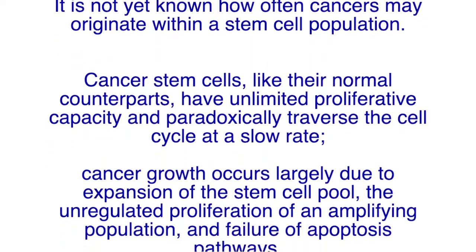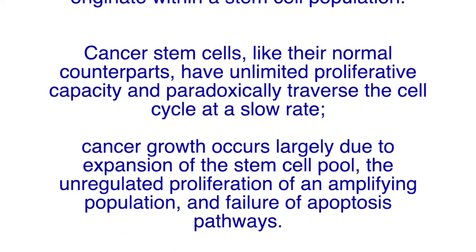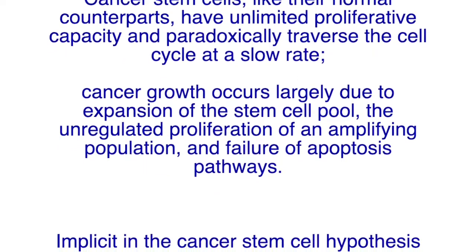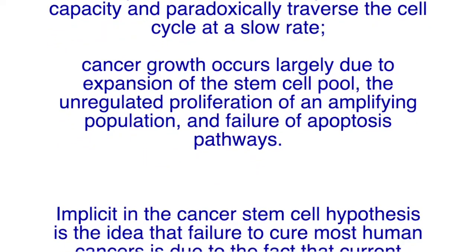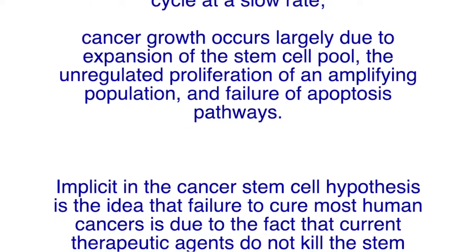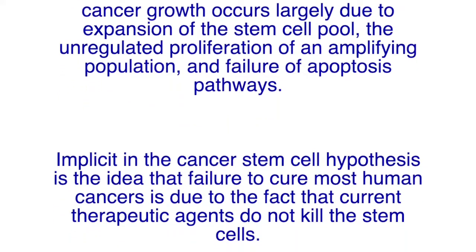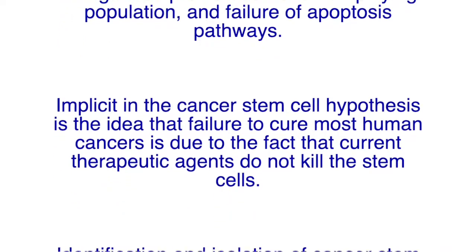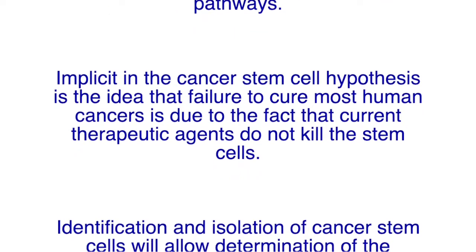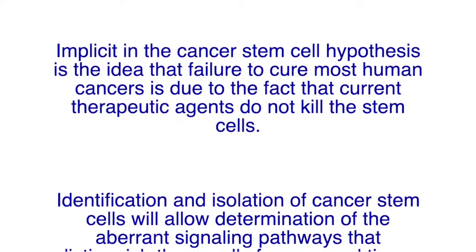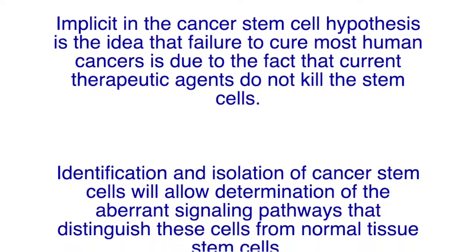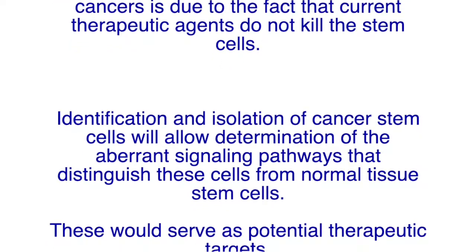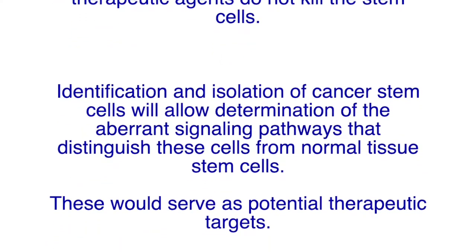Cancer stem cells, like their normal counterparts, have unlimited proliferative capacity and paradoxically traverse the cell cycle at a slow rate. Cancer growth occurs largely due to expansion of the stem cell pool, the unregulated proliferation of an amplifying population, and failure of apoptosis pathways. Implicit in the cancer stem cell hypothesis is the idea that failure to cure most human cancers is due to the fact that current therapeutic agents do not kill the stem cells.